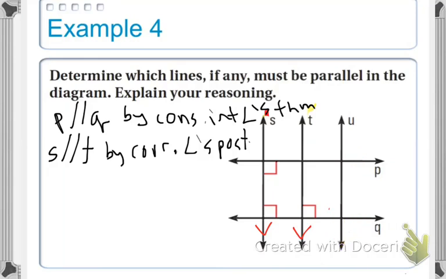P is parallel to Q, and we also know that S is parallel to T. And that's really it. That's all we can say. We don't have enough information about U, so it really can't be matched with anything.